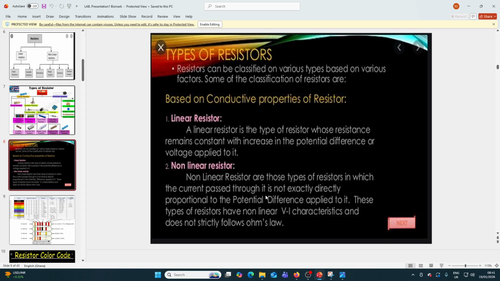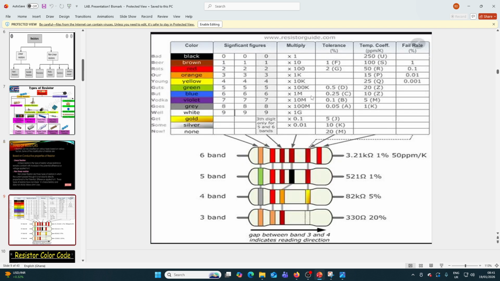So let's look at the color code. Here you are with some color code chart. Now when you look here, you can see some colors. So you can see black, brown, red up to white here. Then we have significant figures, we have multiplier, we have tolerance, then we also have temperature coefficient. We also have the fill rate here.